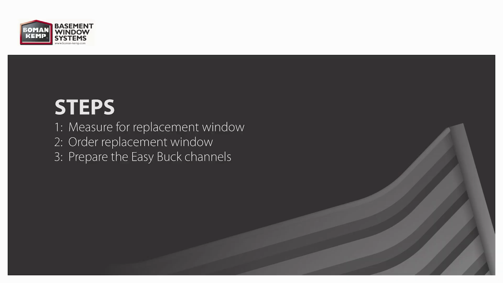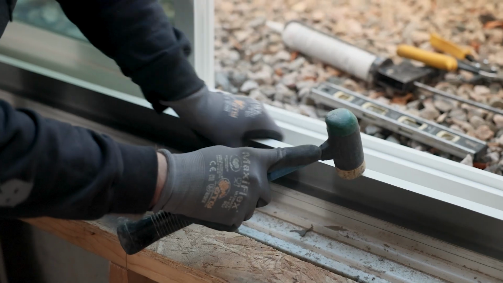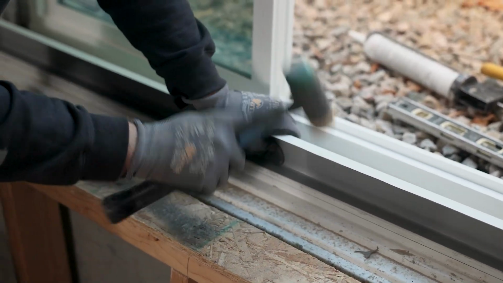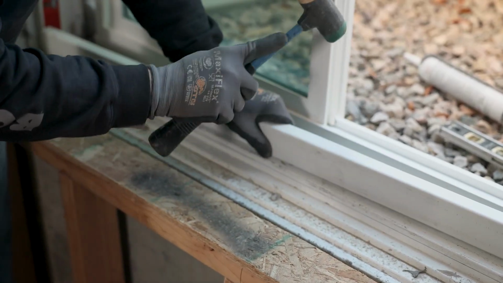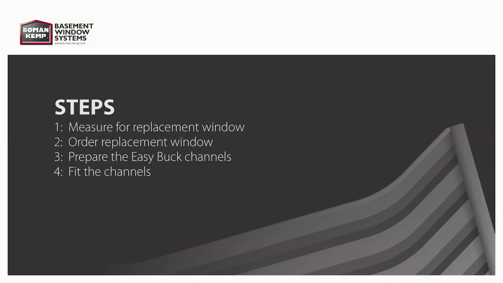Step 3. Preparing the Easy Buck channels. Place the Easy Buck channels on a solid surface and use a hammer to slightly dent the flanges to close the channel a bit for a tighter fit. Step 4. Fitting the Easy Buck channels.